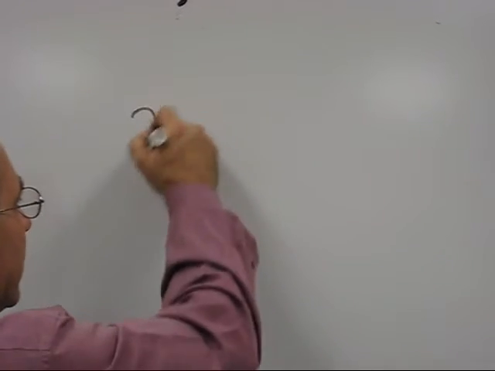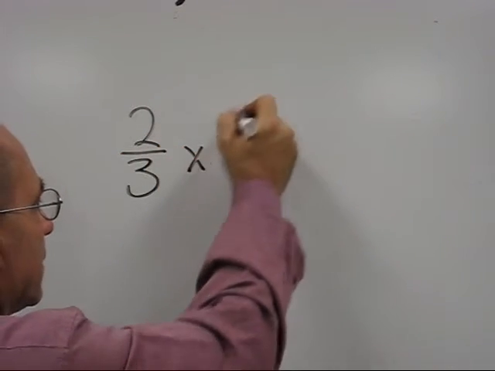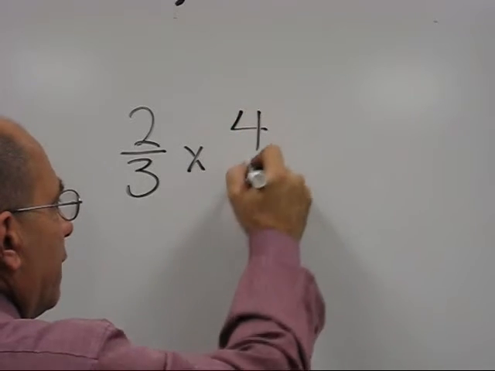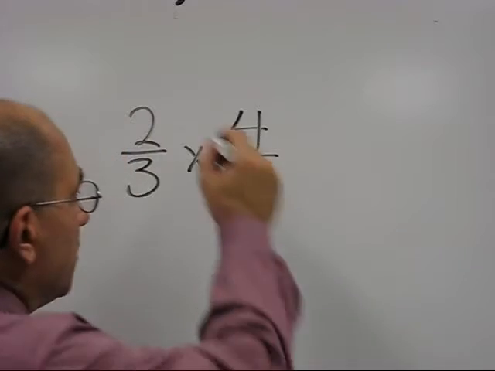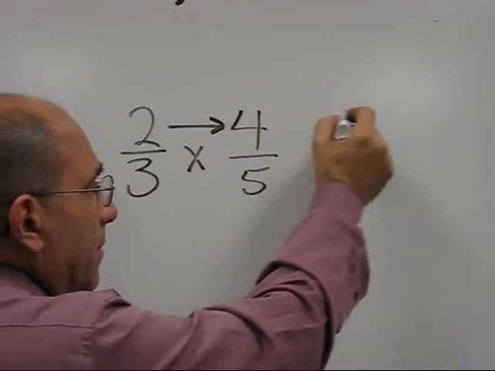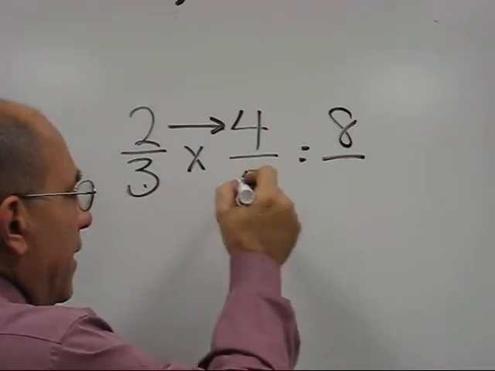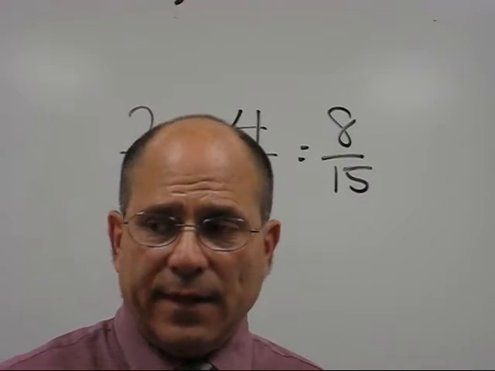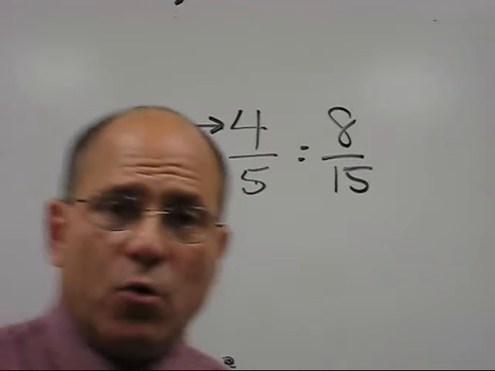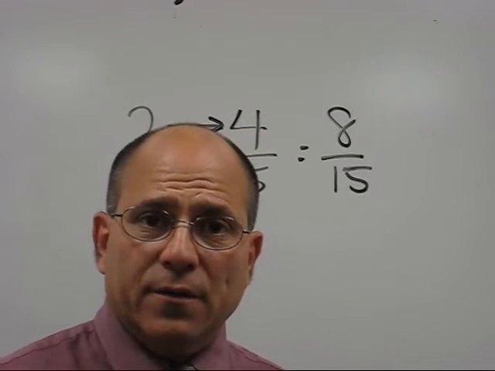Taught your children to multiply fractions is really kind of simple. What they do is they'll take a fraction, say 2/3 times, say 4/5, and basically it's as simple as this. They just multiply straight across. Here, 2 times 4 is 8, and 3 times 5 is 15. And they're all done.